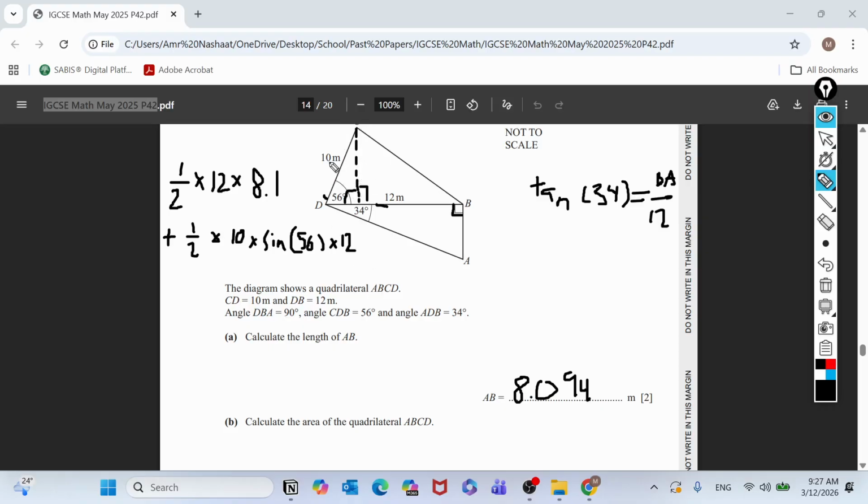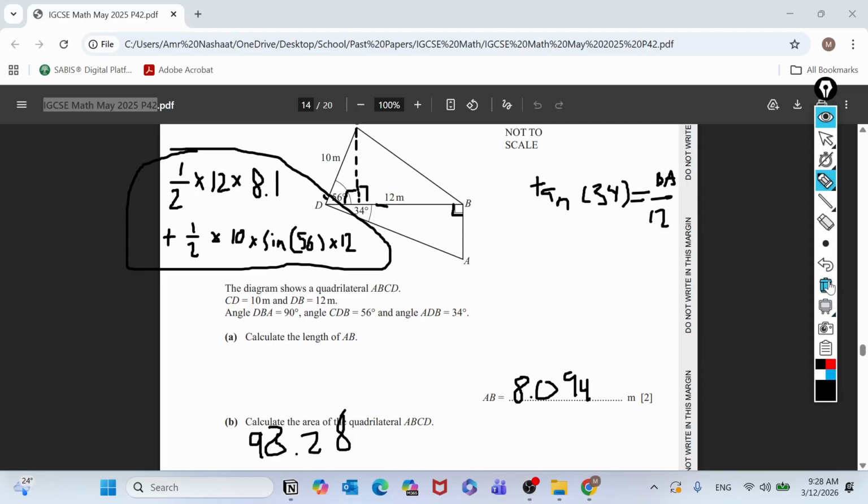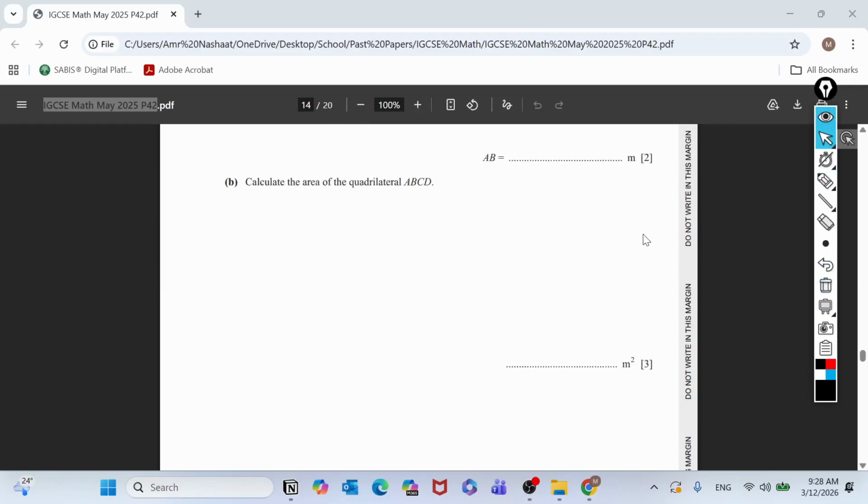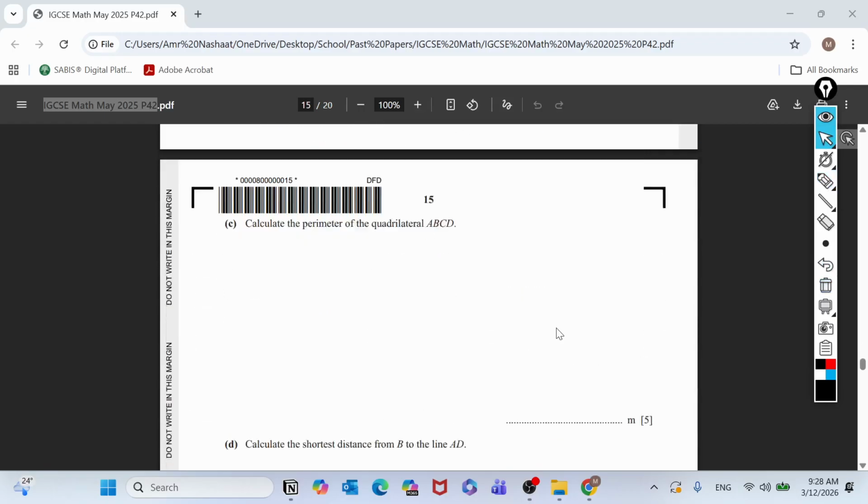So you want to find this, it's going to be 10 sine this. Put the whole thing on your calculator. You're going to get the area, which is approximately 98.28. Okay, so 98.28, that's it.